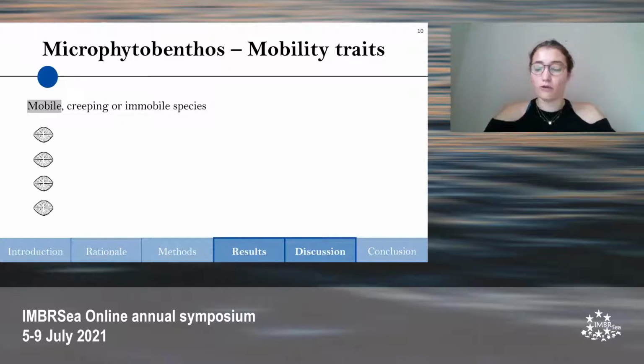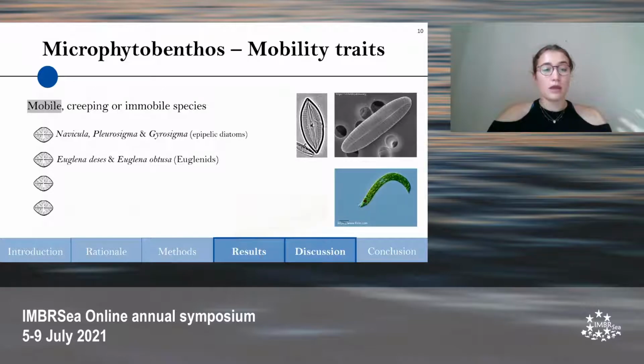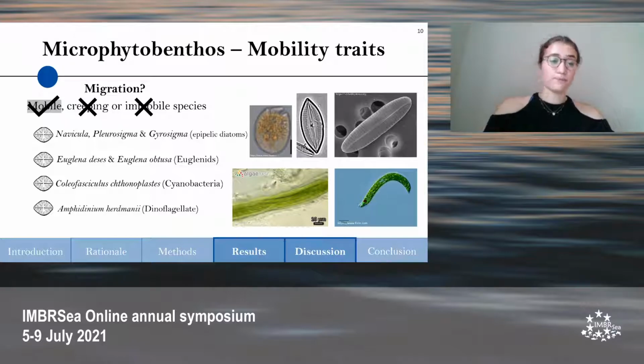So here I'm going to give you an overview of some of the mobile microphytobenthic species that you can find within the Wadden Sea. And as you can see, these really span all of the taxonomic groups within the microphytobenthos, but they all share the ability to be mobile. So the fact that they're mobile, does this mean that they possess a migratory behaviour? Yes. These species all demonstrate a very characteristic migratory behaviour, whereas in creeping and immobile species, I couldn't find any evidence to suggest that these species would possess any migratory behaviour.